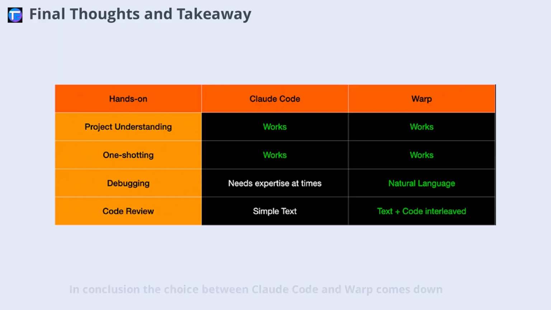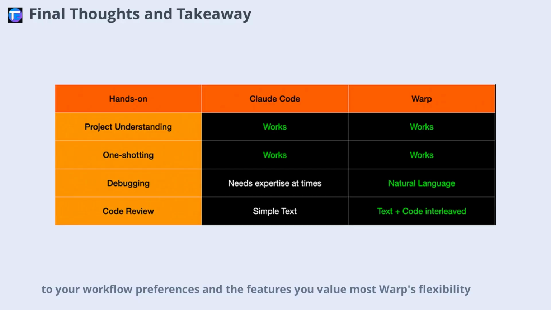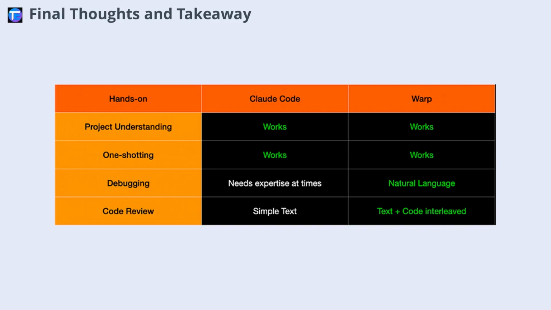In conclusion, the choice between Claude Code and Warp comes down to your workflow preferences and the features you value most. Warp's flexibility, model variety, and productivity tools make it a compelling upgrade for developers seeking efficiency and ease of use. As the landscape of AI-powered development tools continues to evolve, staying open to new solutions like Warp can help you stay ahead and make your coding journey more enjoyable.